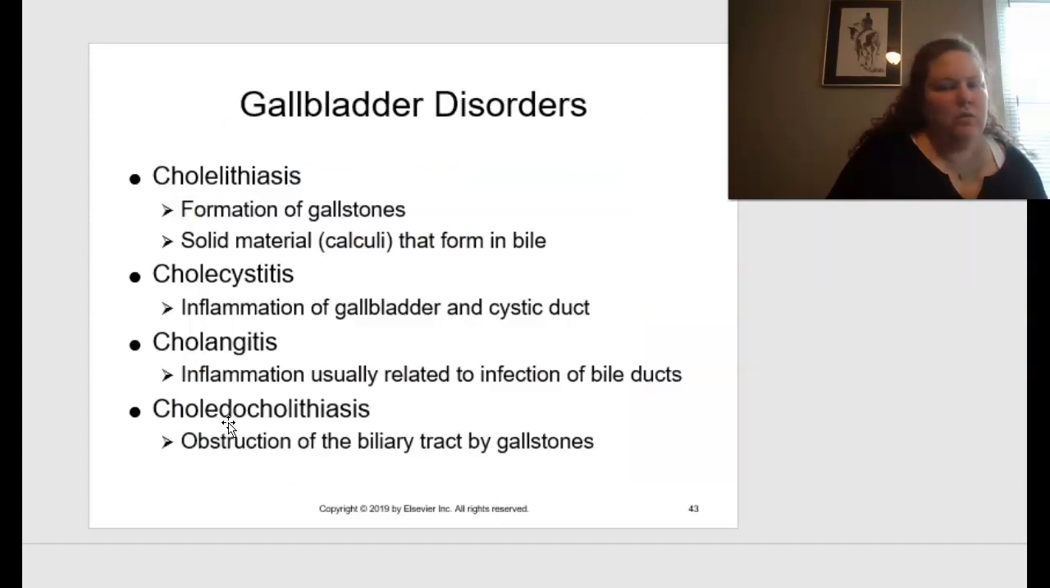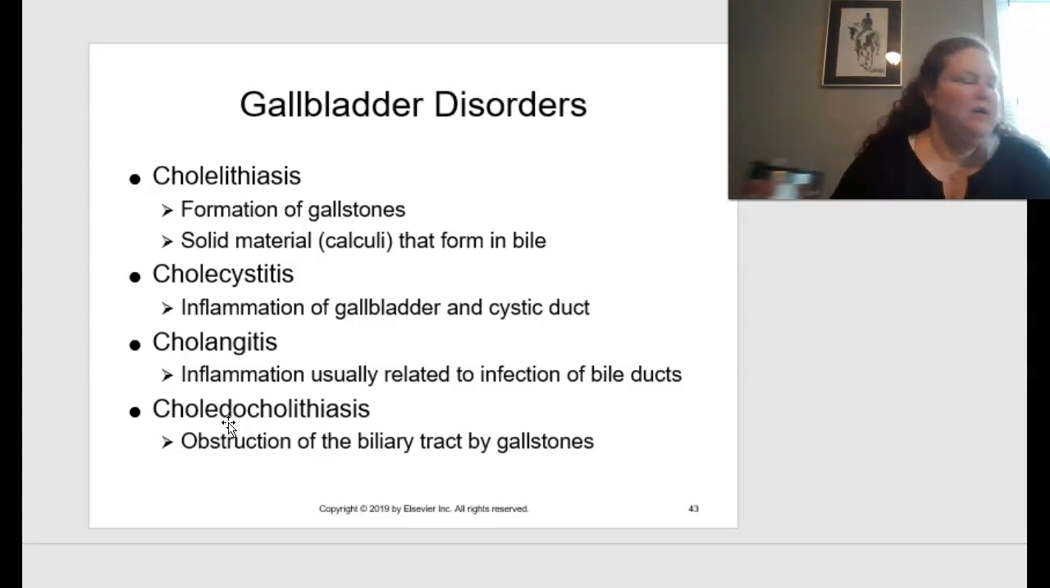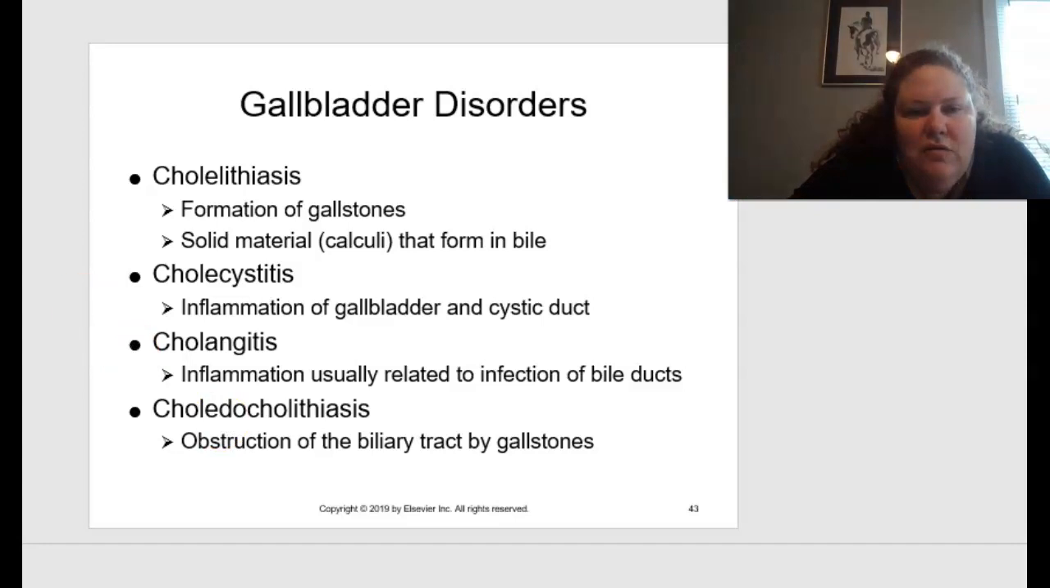Okay. So when we're talking about gallbladder disorders, this is on page 456. So you have cholelithiasis, and this would be the formation of gallstones. And this is where solid material, which is called calculi, form in the bile. You can have cholecystitis, and this is where you have the inflammation of the gallbladder and the cystic duct. So again, look for those root words, right? And so cystic, right? Cholangitis would be the inflammation usually related to the infection of the bile ducts.